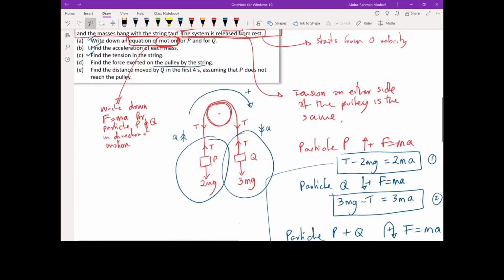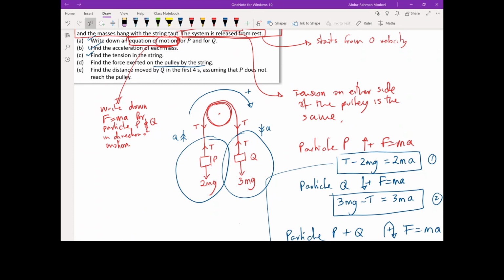And then it goes on to say, find the distance moved by particle Q in the first 4 seconds. What are we using here? SUVAT. Why can we use SUVAT? What tells us there's constant acceleration? SUVAT is only used for constant acceleration. Why is there constant acceleration? An inextensible string means acceleration in one object is the same as the other. It doesn't mean constant acceleration.